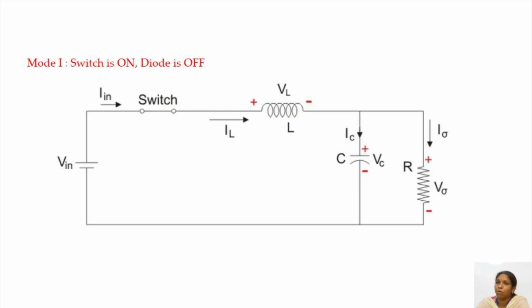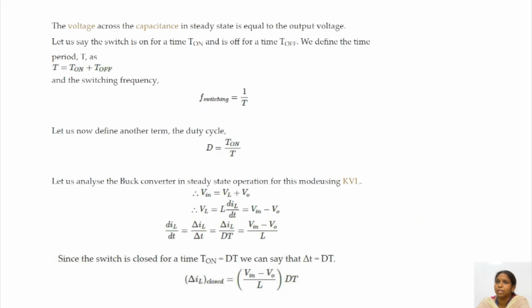When the switch is in on condition, the diode gets reverse biased and goes to an off state. So the supply voltage is applied across the switch and then the inductor, and then the capacitor and the load resistor. So the current flow will be Vin, switch, then inductor L, then capacitor and the resistor. This can be written as an equation. The voltage across the capacitance in steady state is equal to the output voltage.